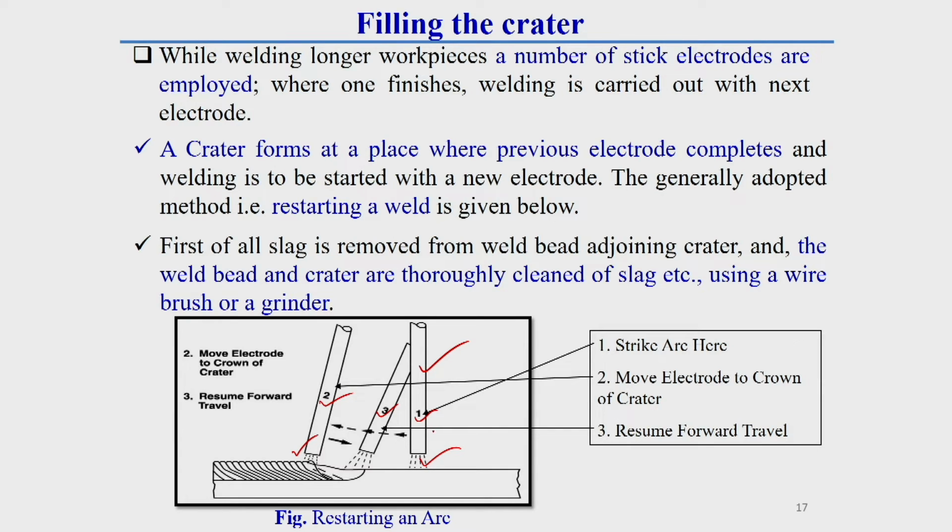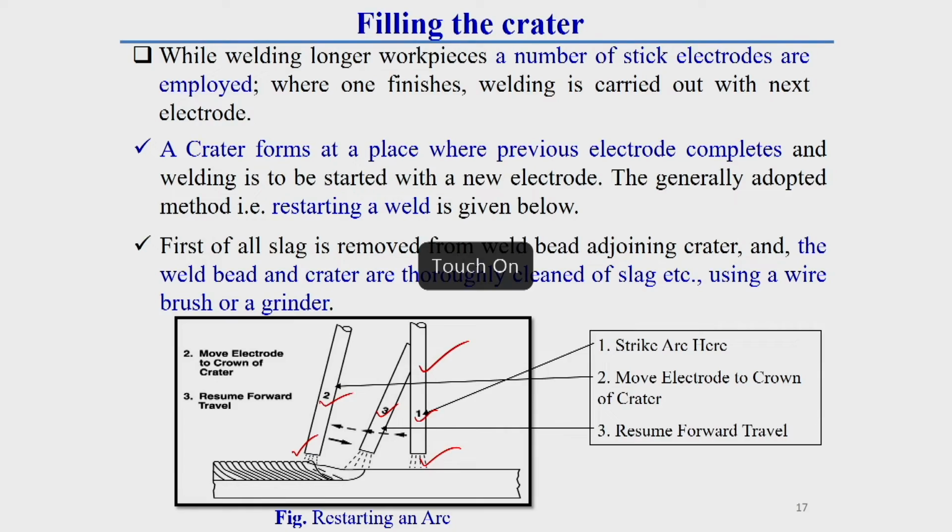So first you start the arc away from the welding region by the tapping method. After that, immediately move the electrode to the crown of the crater and resume the welding operation by forward travel, which is step three. If you restart the electrode this way, the crater will be eliminated. These are the different ways to eliminate a crater from a welded joint. This is a very important aspect of the SMAW process, so keep it in mind.